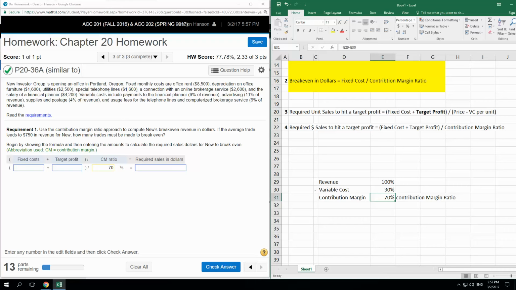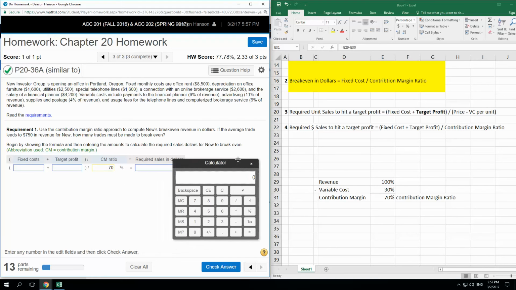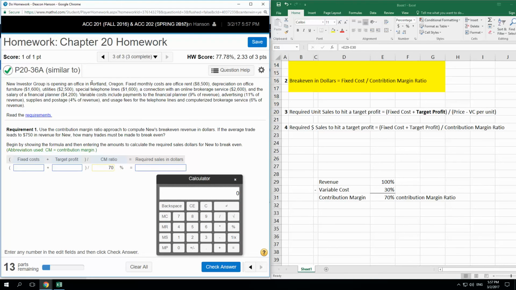Depreciation is $1,600. So we could take our calculator if we wanted to. We could add up all those fixed costs, so all of the things in parentheses. So I'll go 8,500, 1,600, 2,500.